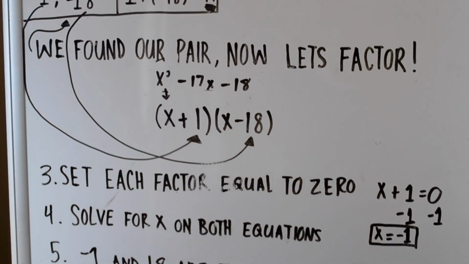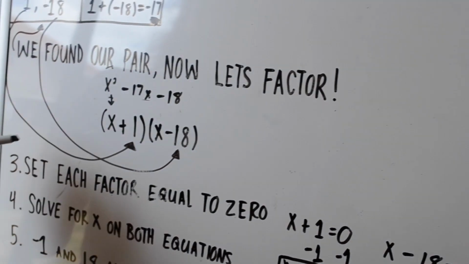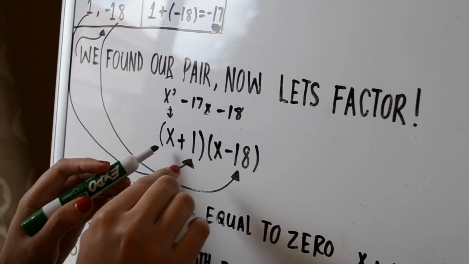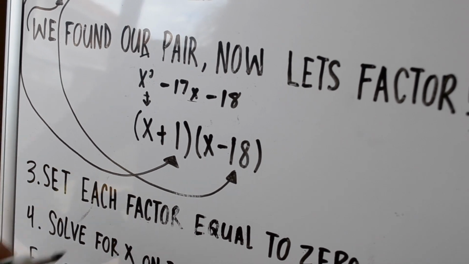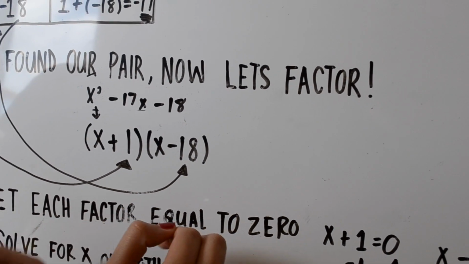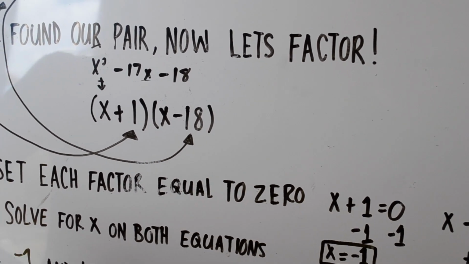Let's factor. Now factoring is really just expanding it here. So instead of x squared just being x squared, we're expanding it to put it on both different sides. One in this parentheses, the next in this. So in one of the parentheses, you're going to have your first number, which is 1. In the next parentheses, you're going to have your second number, which is negative 18.